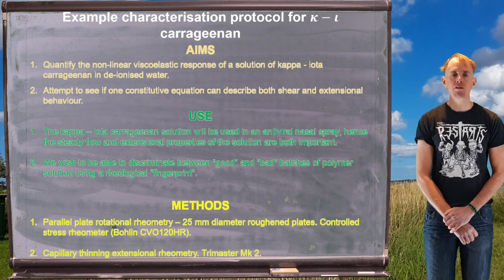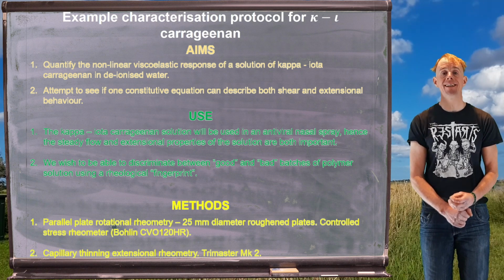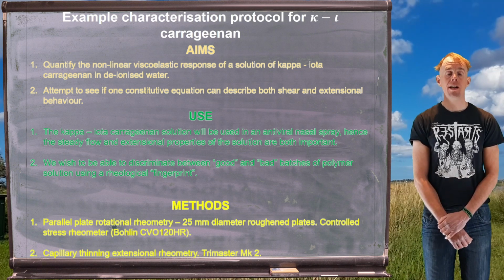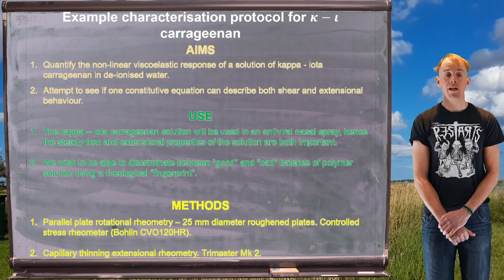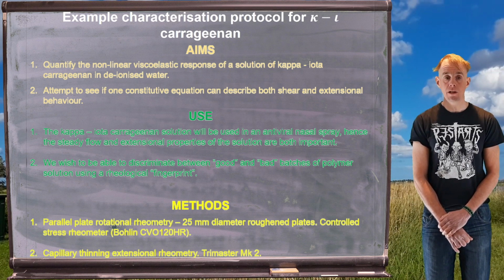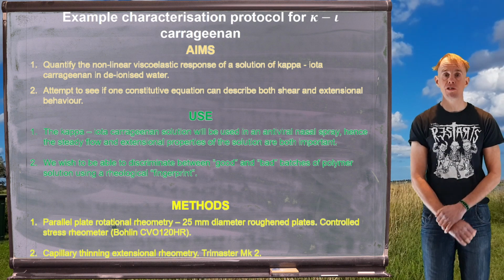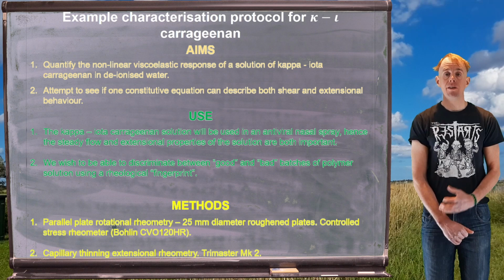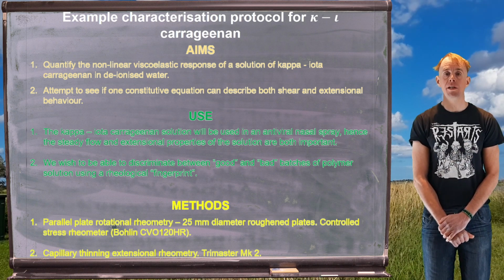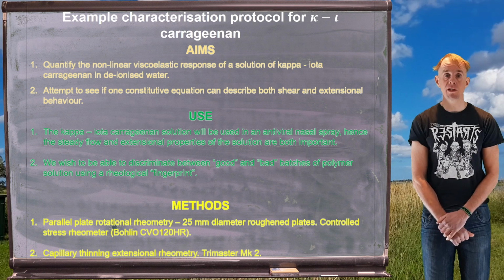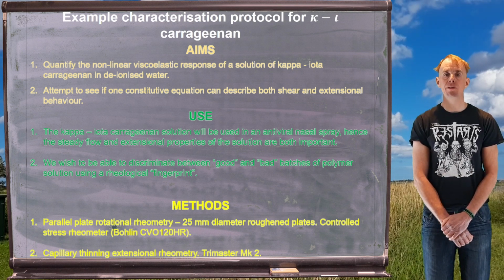The second rheometer I'm going to use is an extensional rheometer. We need to look at the extensional properties of this material, and capillary thinning experiments are a very good way of doing this. I'm going to use a TreeMaster Mac 2, which has two little pistons which pull apart from each other to form a fluid filament. The thinning process is then captured by means of a high-speed video camera, and subsequent image analysis allows us to look at the filament dimensions.